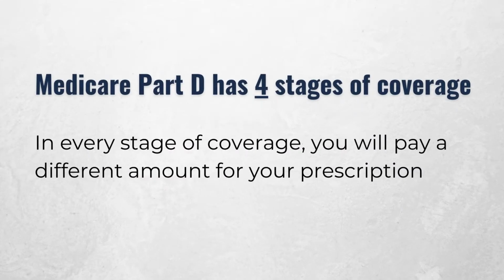First, with Medicare Part D, there are 4 stages of coverage. The best way to explain the Medicare Part D stages of coverage is that in every stage of coverage, you will pay a different amount for your prescriptions. And we'll get into that in a moment, but first I want to try to just explain it first. So the first stage of coverage is called your deductible level.